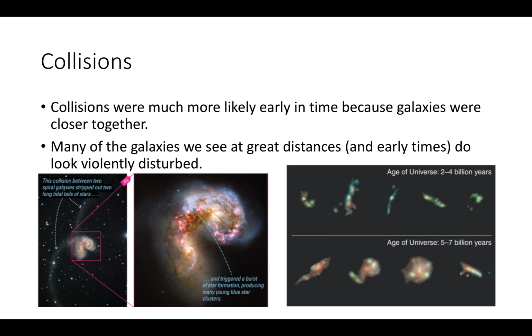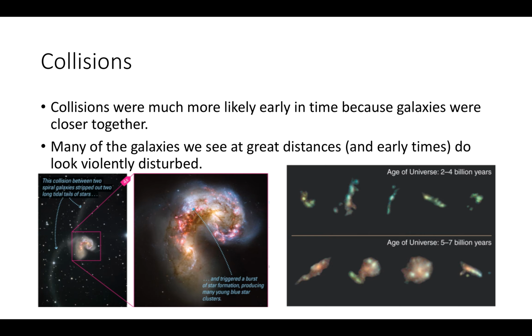With galaxies, we do observe galaxies colliding with other galaxies. And so we think that collisions were a lot more common in the earlier universe because they were closer together. But a lot of the galaxies you see at great distances, and again, great distances means we're looking at early in time, you can see that they are violently disturbed.